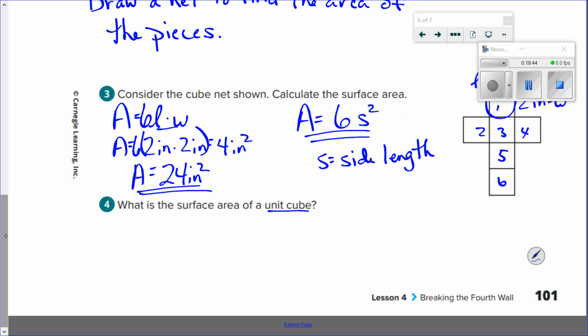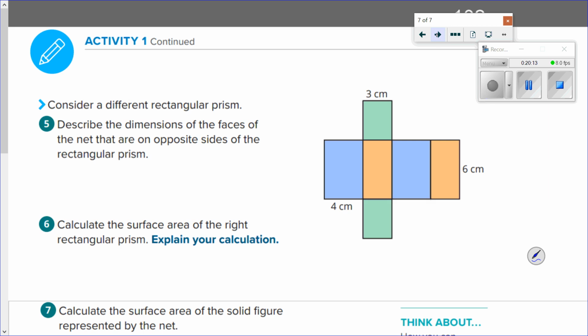So, for a unit cube, the surface area is always going to be 6 of whatever unit it is. It doesn't matter if it's centimeters, inches, feet, meters, kilometers. I don't care what the unit is. If it's a unit cube, it means the side lengths are all 1, meaning it has a total surface area of 6 of whatever that unit is. Make sense? Because my side length is 1, it's going to work just like that.